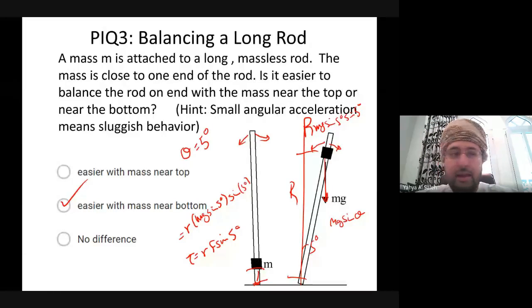And you can try it out. If you have a pencil or something, you can put a small rubber here on top and try to topple it.